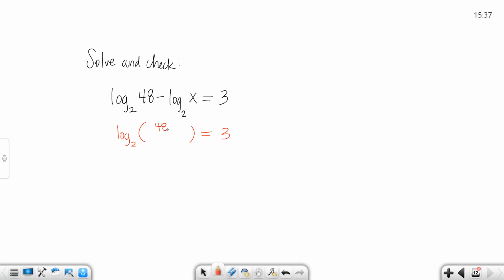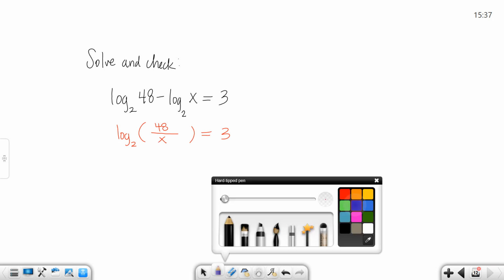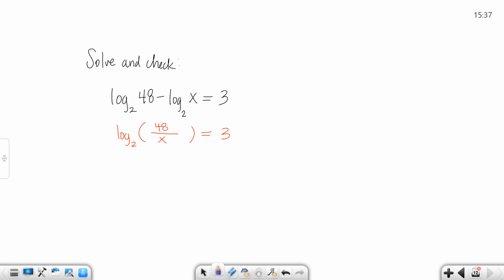So the 48 would go on the top, the x would go on the bottom. When you subtract the logs, you divide the terms. At this point, I have a single log. Great. So you have to decide, do I set pieces equal or do I make the circles? Okay, over here I have the whole number 3 without a log, so there's no log. That means make circles.